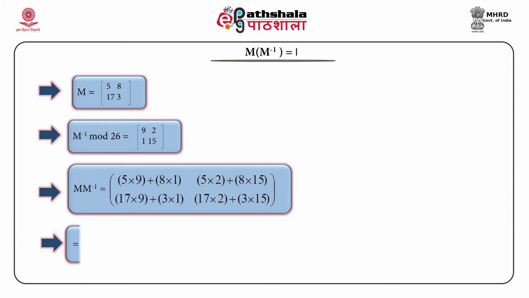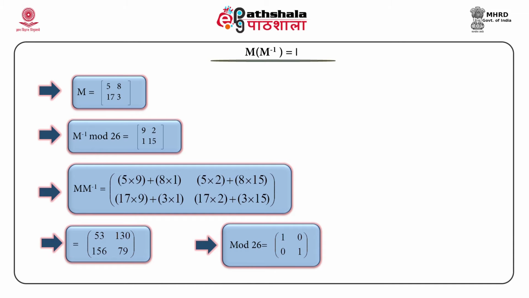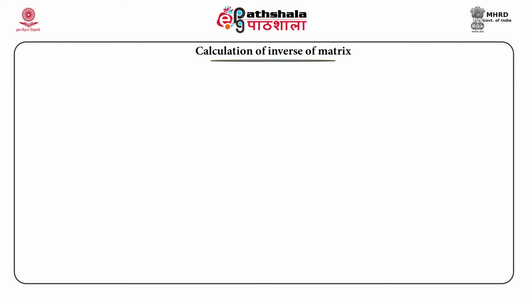Check the value of the elements: 53, 130, 156, 79. And as I said in the beginning, our numbers should be between 0 and 25. So we need to do mod 26, which gives us the identity matrix. You can check the diagonal elements are 1, and the rest of the elements are 0. Then I said in the previous slide how to compute the inverse of a matrix, that we will check.